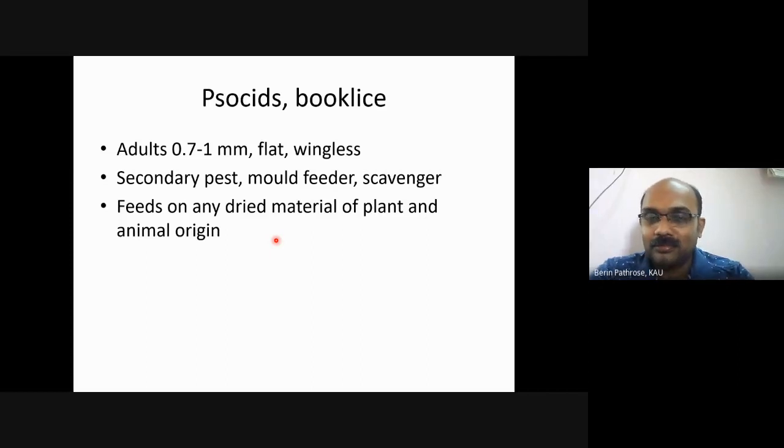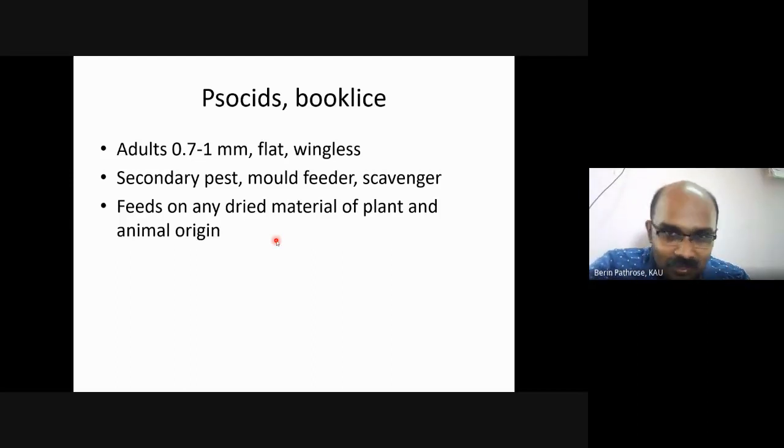Anyone? Very small insect, extremely small in size. No? What we usually do in our department, if we want booklice, is open an old insect box and check it. We will at least find 10 or 20 booklice. We will collect them and show them to you. That's the way we usually collect booklice, because they are extremely common.